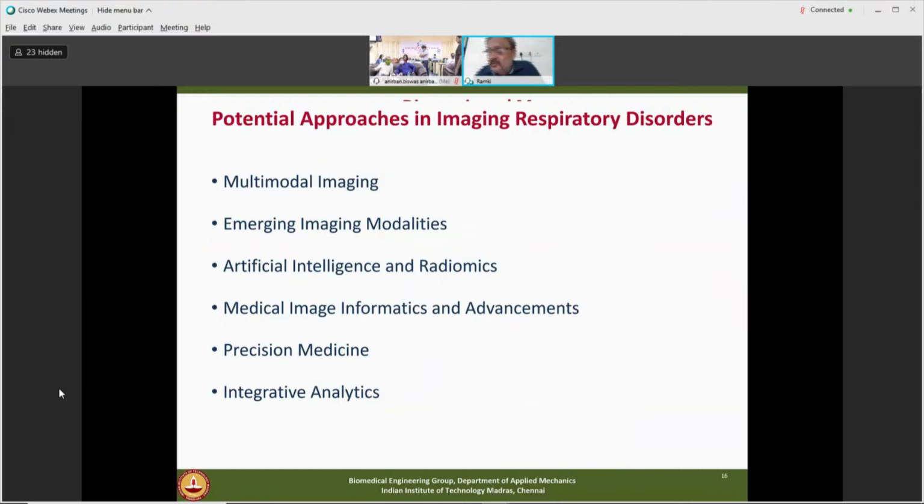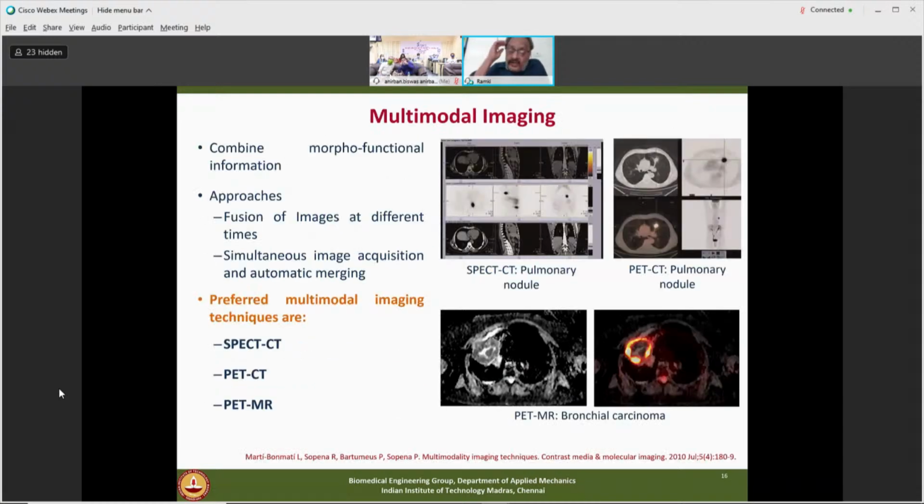So what could be the potential approaches in imaging respiratory disorders? This could be multimodal imaging. So far, they are using only a single mode. There could be emerging imaging modalities, new modalities. We have to come up with new imaging modalities, and we can use artificial intelligence and radiomics, and we can use informatics, medical image informatics, and advancements. Then we have precision medicine and interventive analytics. These are some of the new approaches that could be used to analyze respiratory disorders under the currently prevailing conditions.